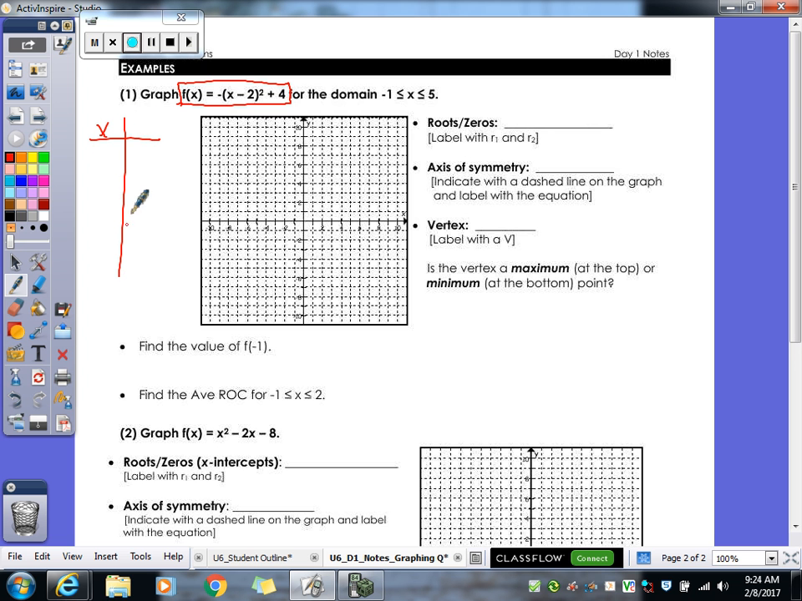So when I start my table, I'm not even going to type it into my calculator yet. I'm just going to fill in my x values. They told me to go from negative 1 to 5. So what I want you to do right now, in your calculator, under your y equals, clear out what we had last time, type in that quadratic function, and finish your table up.